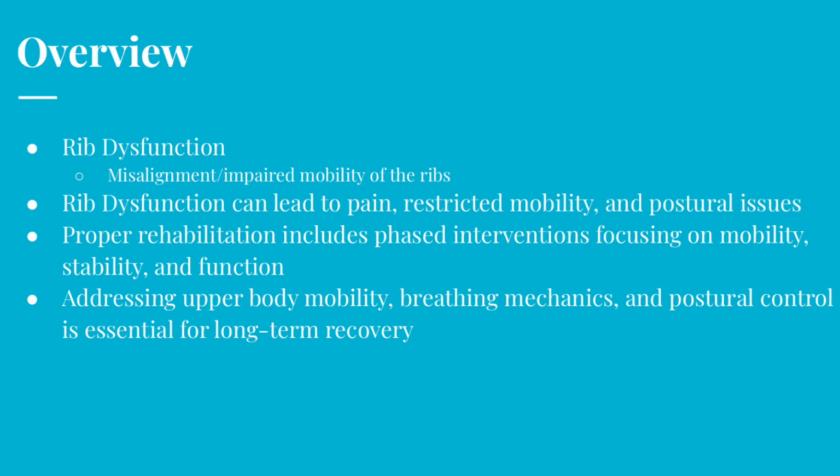So rib dysfunction, as we talked about, is the misalignment or impaired mobility of the ribs. It can lead to pain, restricted mobility, and certain postural issues. So it's important that we have proper rehabilitation, which would include phased interventions focused on mobility, stability, and function. And through addressing upper body mobility, breathing mechanics, and postural control, we can help strive for long-term recovery for the patient.